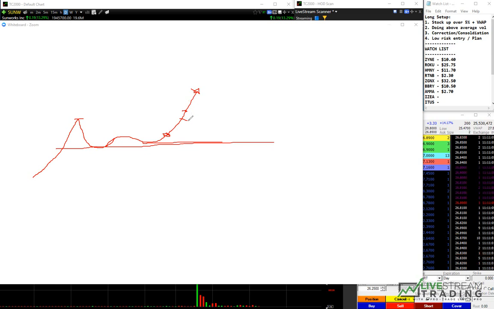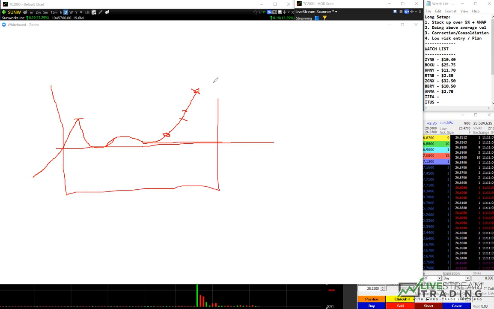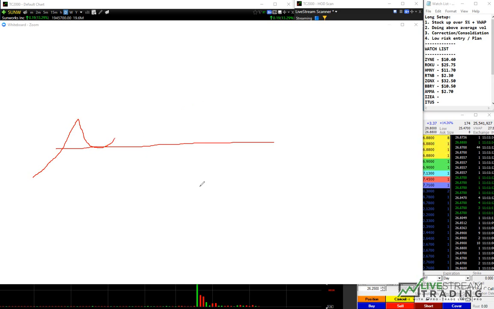So that's sort of like the pattern I'm looking for, and imagine this being the first 2 hours of the day, and then by 11 a.m., I'm expecting it to pull back and correct. So that's the first typical long setup I look for in the morning.